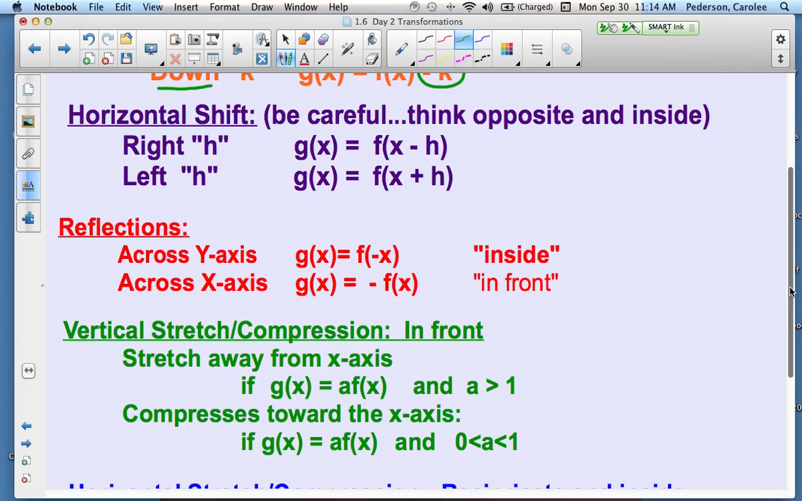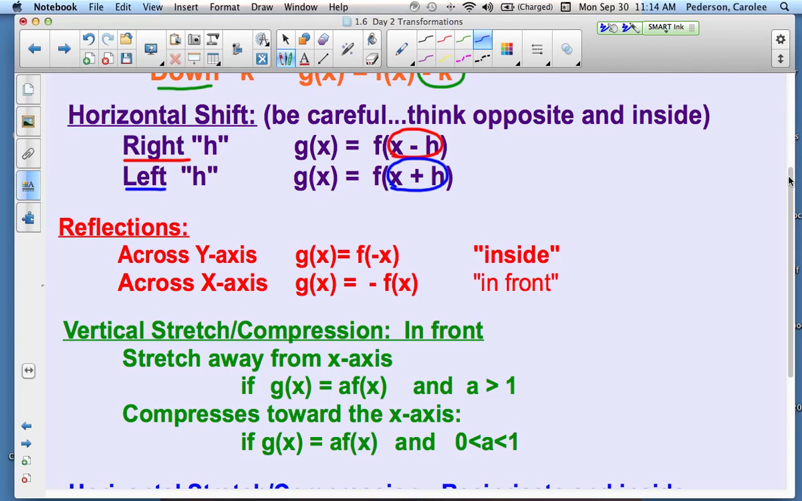The next is our horizontal shifts. Those are your right and left shifts. If it's a minus h inside the function, it's going to shift it to the right. You have to think opposite here. If it's a plus h inside the function, it's going to shift it left that many units.